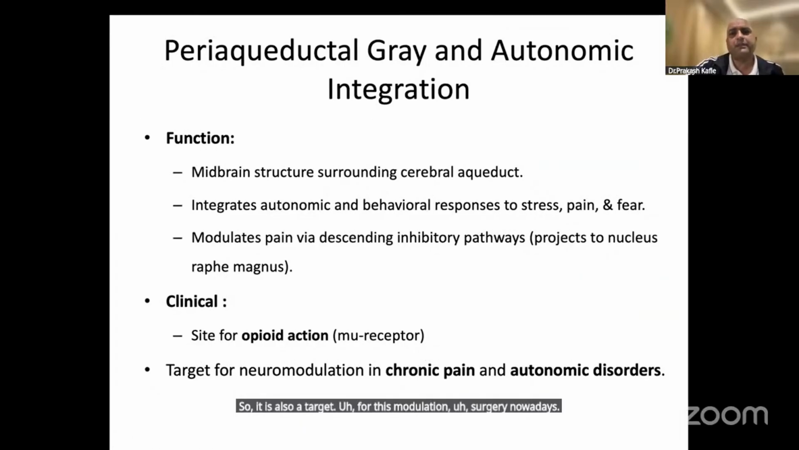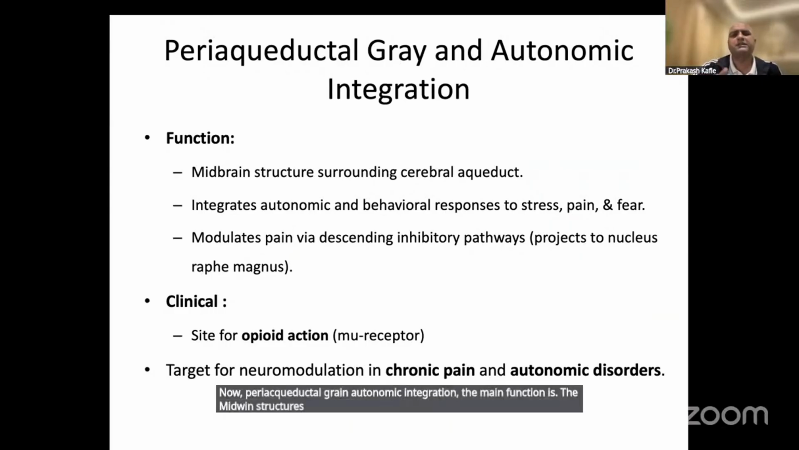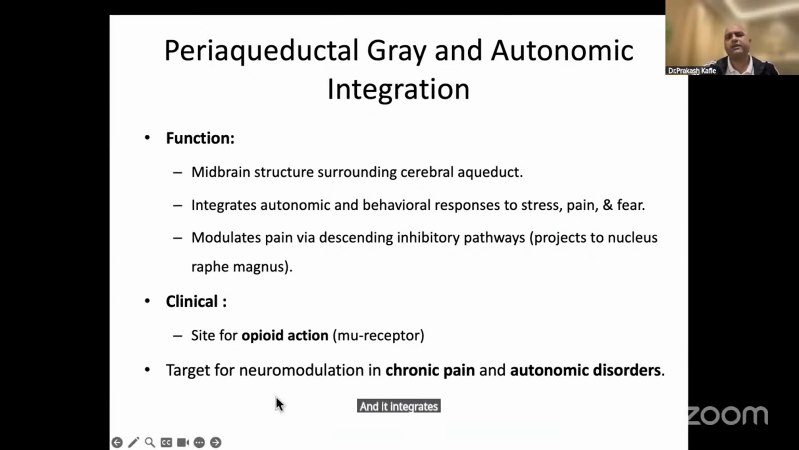Now, periaqueductal gray and autonomic integration. The main function: it is a midbrain structure surrounding the cerebral aqueduct, and it integrates autonomic and behavioral responses to stress, pain, and fear. It modulates pain by a descending inhibitory pathway and projects to the nucleus raphe.